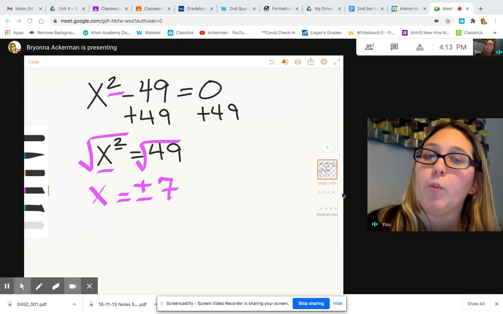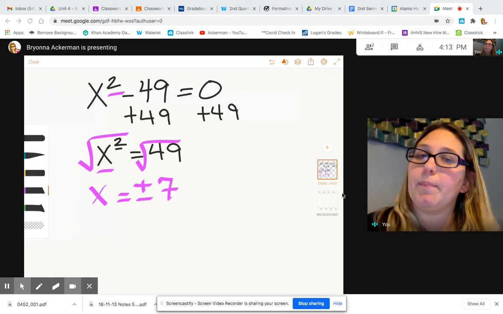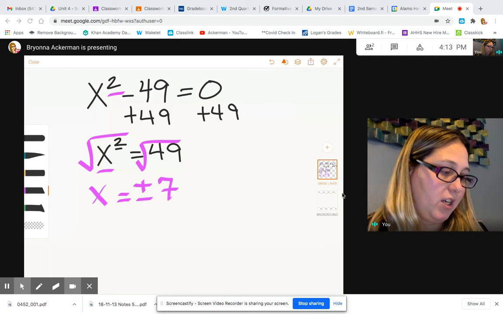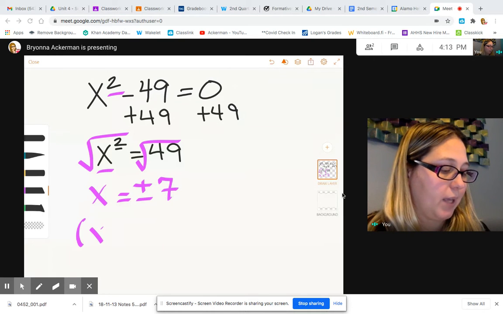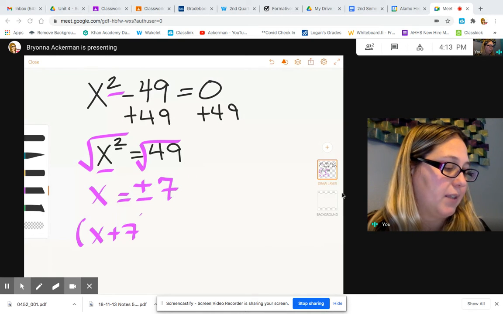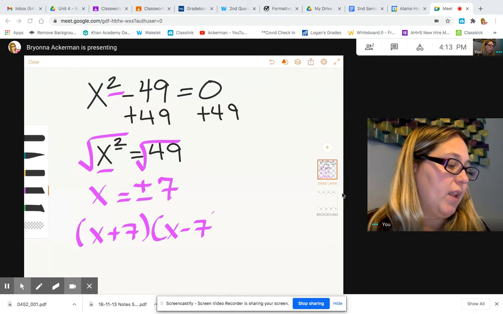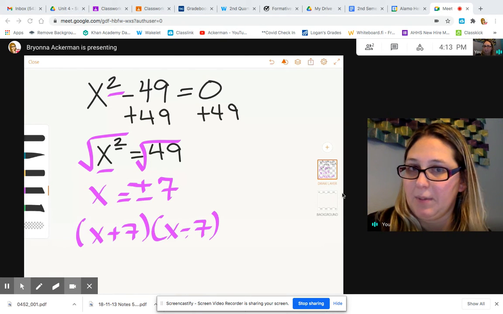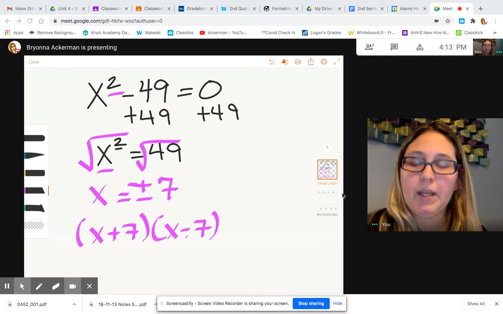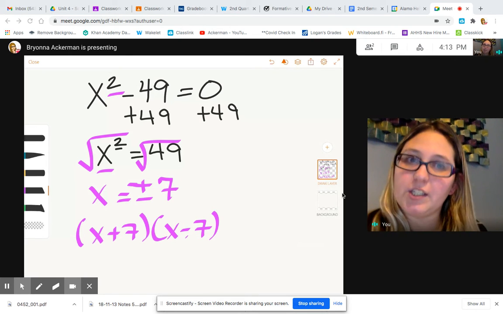Okay? What that means is if I plug that back into my factoring, you can take the opposite of what it is, and so it'll be x plus 7 and x minus 7. And really the plus became the minus and the minus became the plus, but in this case you can't really tell because they're the same. And so if I refactor this, you're going to see what happens.